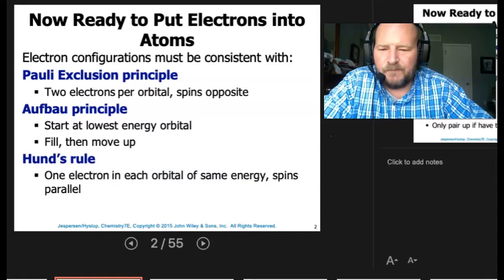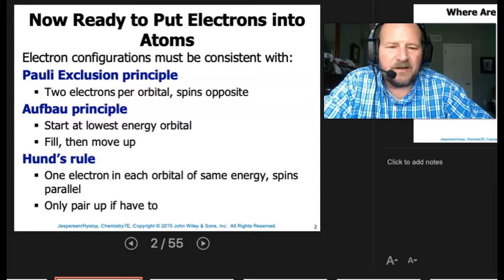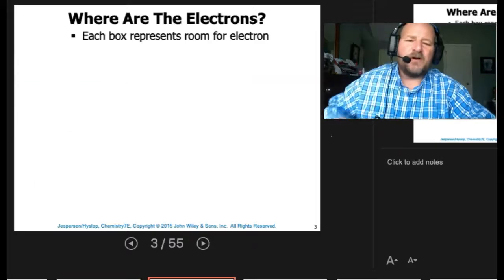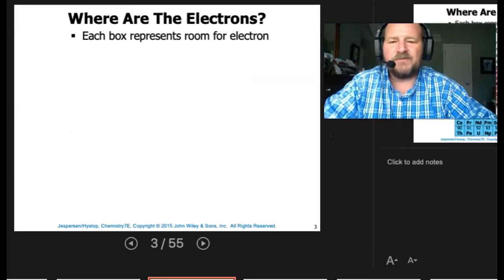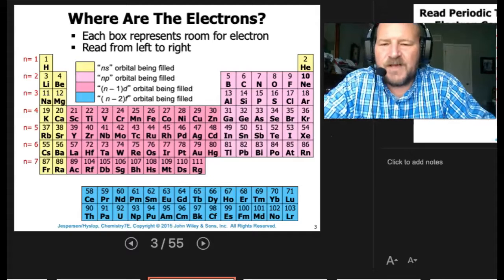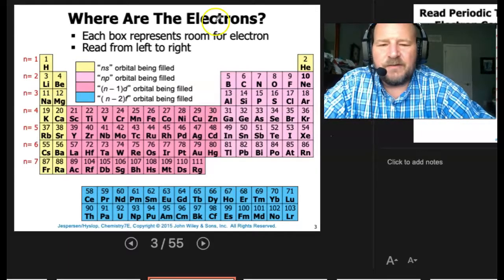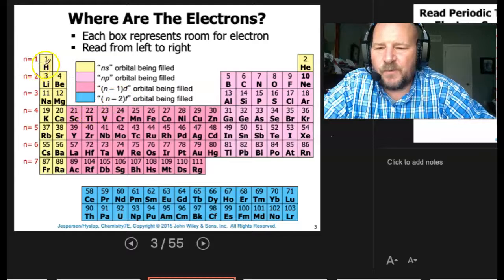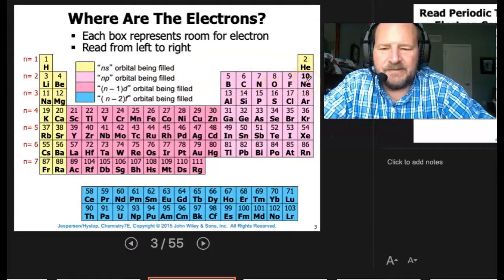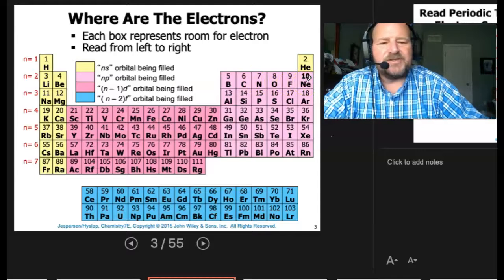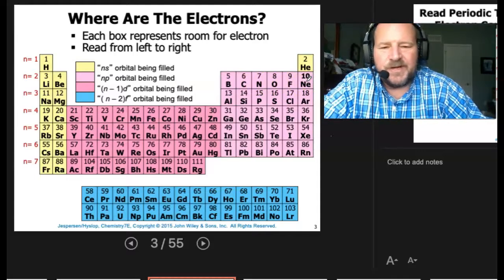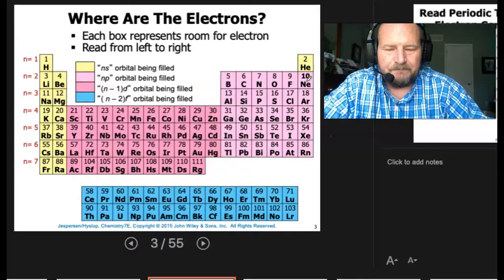Then we have Hund's rule, 1 electron in each orbital of the same energy, so that the spins are parallel and they'll only pair up when they have to. So where are the electrons? Well, each box represents room for an electron, and we'll read it from left to right. So here, when we're looking at our periodic table, we can see that n equals 1, then we have hydrogen and helium. When n equals 2, we have lithium, beryllium, and then we also have boron, carbon, nitrogen, oxygen, fluorine, and neon. So again, you can see it's just like counting through the periodic table and putting together the electron configuration at the same time.